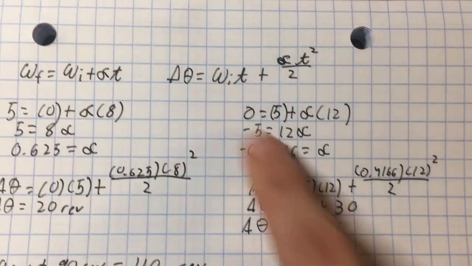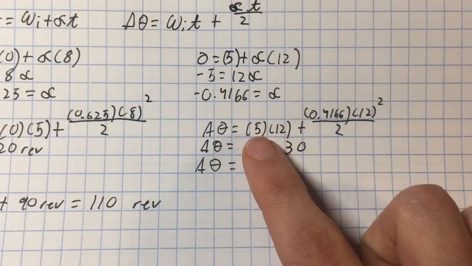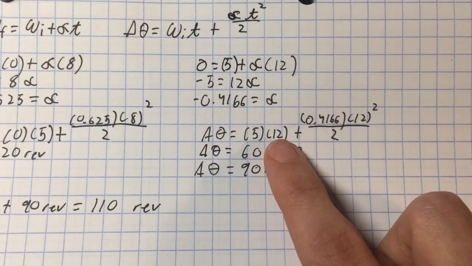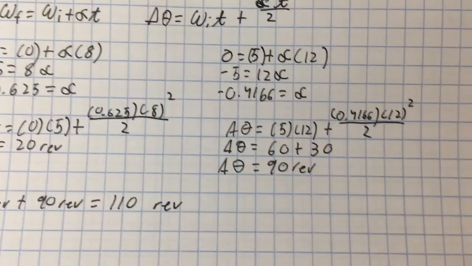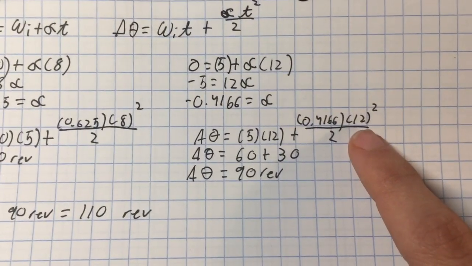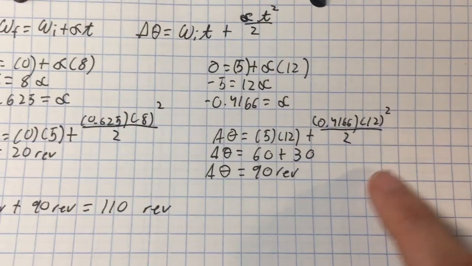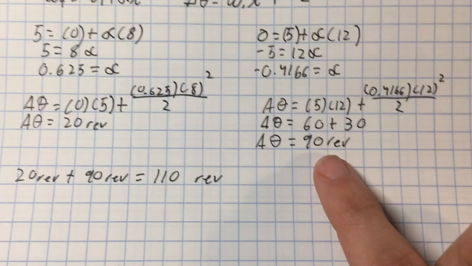So now plugging those numbers into this equation, we get an initial velocity of 5, a time of 12, and then I switched it from negative to positive because we're trying to get a positive distance here. 0.4166 times the total time of 12 seconds, you square it, and then that turns into 60. That turns into 30, and add those together, you get 90.